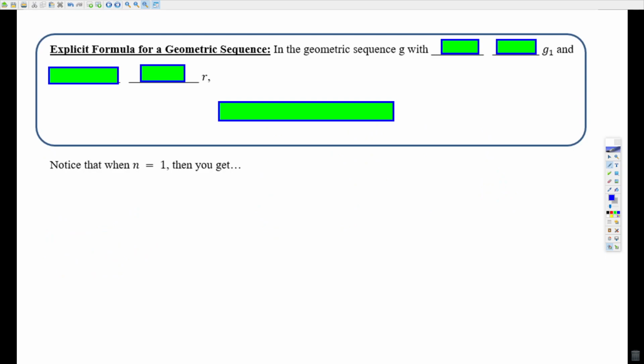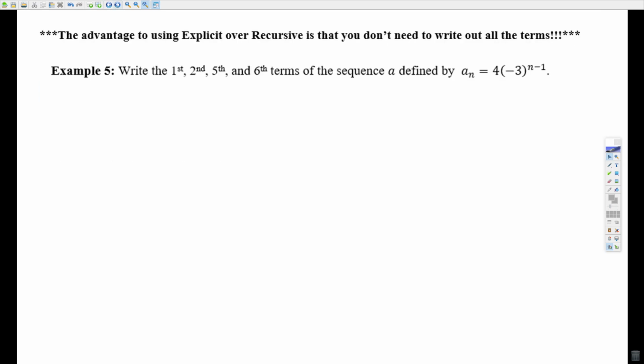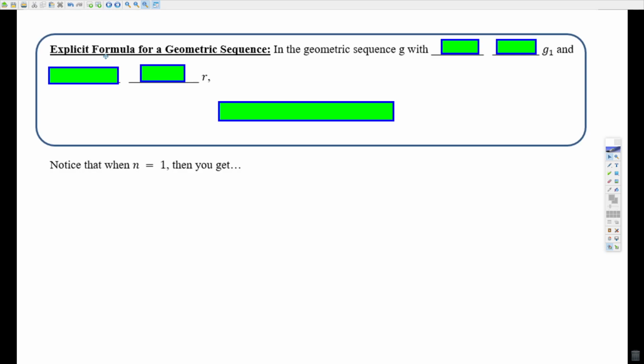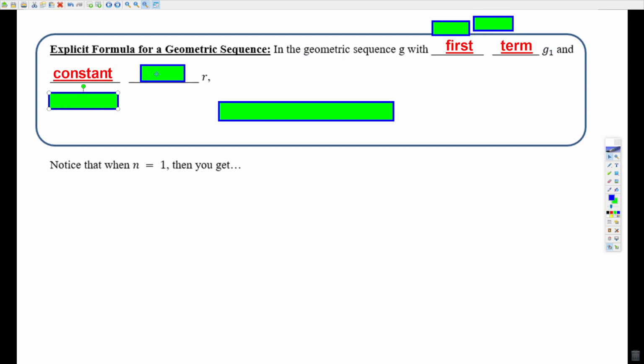So here's the general formula for it, which I think might be an obvious answer now. So the explicit formula for a geometric sequence, in this geometric sequence G, with the first term being g sub 1, and we'll say we have a constant ratio r. By the way, this is the same thing as saying multiplier. Just so you're not confused, they use either word, they're the same thing.